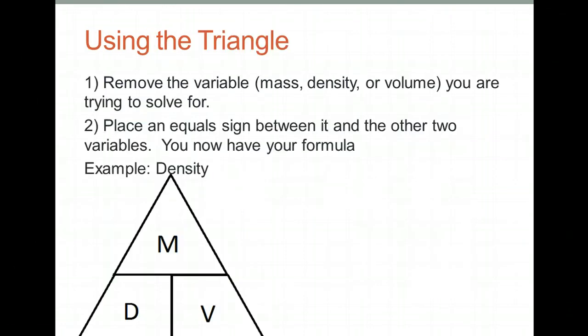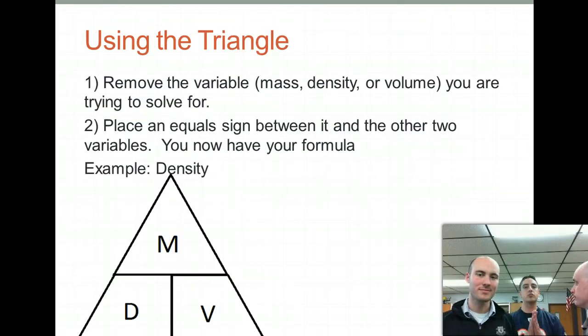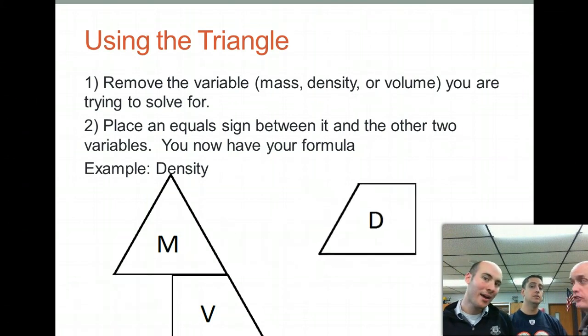All right, so when you use the triangle, the key thing you're going to do is remove the variable that you're solving for. So if you're solving for mass, you take mass out. Density, you take density out. Volume, you take volume out. Place an equal sign between it and the other two variables, and now you have your formula. So for example, if we take density out, we remove density. So we're solving for density. I want to find the density, plop an equal sign in.